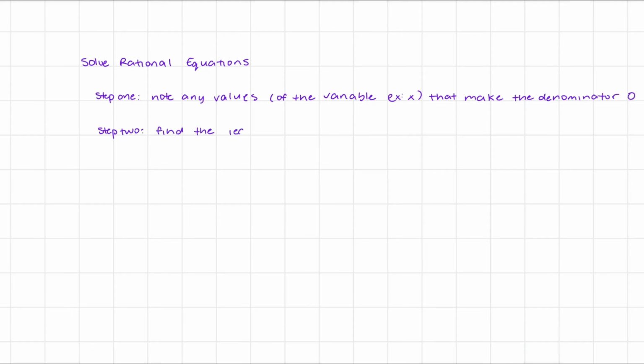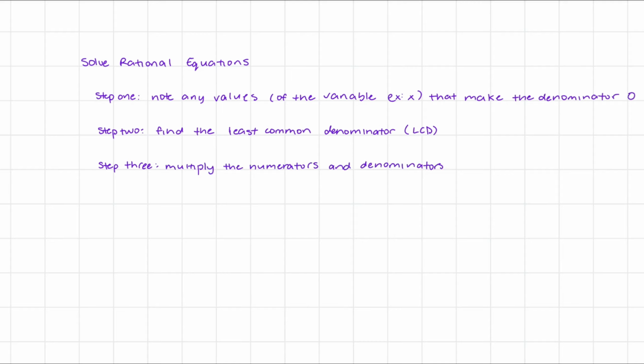Solving rational equations. So first, note any values of the variable that make the denominator 0. Remember, the variable will just be like x or something. Then you have to find the least common denominator. Then multiply the numerators and denominators by the expression which allows the denominator to reach the least common denominator. So like, what's going to get you to the least common denominator? And then just solve and check.